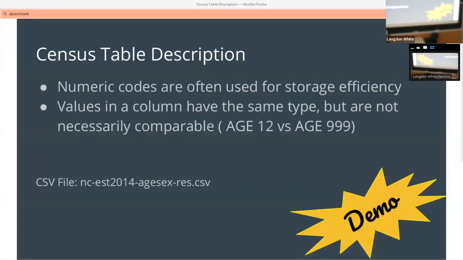So just recapping, most of which I just said. I sometimes will put a slide in like this to make sure I remember to say all the things. So numeric codes are often used for storage efficiency. It can be really dangerous. You just want to be really careful that you're using them correctly. And values in a column have the same type but are not necessarily comparable. Okay, and that's kind of key. So age 12, you can't compare to age 999 if you want to look at two different ages. You can say what percentage of the population is 12 using those two, but you can't compare them the way you could with 12 and 13.